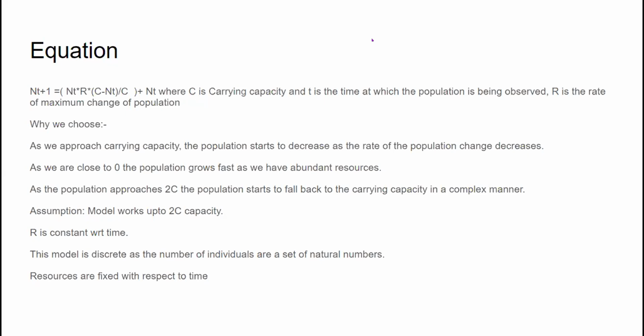And what we expect in the population change beyond 2C is that it's going to decay, but how exactly it's going to decay is going to be a complex equation which we couldn't model in the time limit. So if anyone has anything else to add. I think that's fine. That's good. Okay.